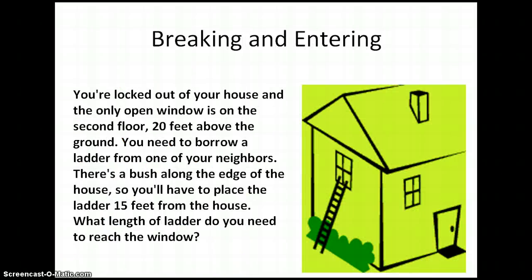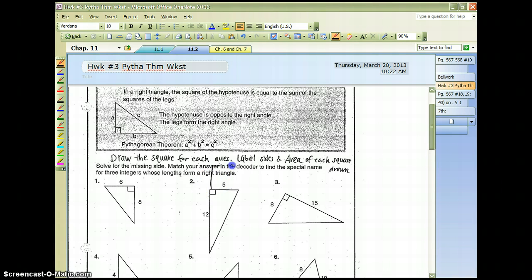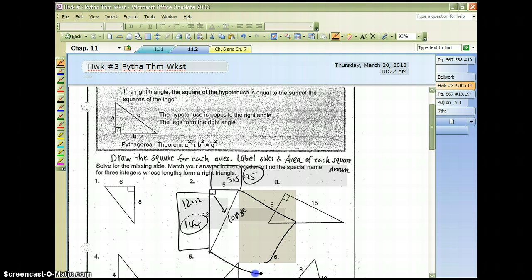And if I go back to the other problem, you would make a square here. That would be 5 times 5, which is 25. This square here is 12 times 12, which is 144. So we have a 25 and a 144 square. And I'm looking for the largest side. This is the longest, the biggest square. So I'm going to add 144 with 25, giving me 169.